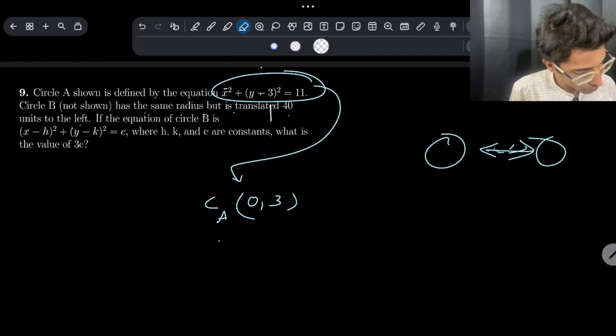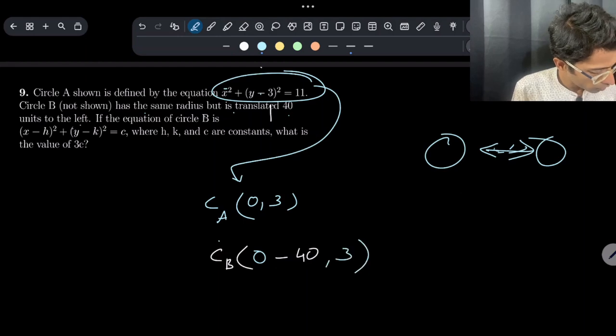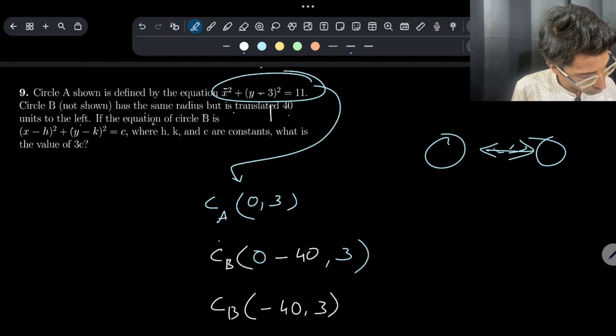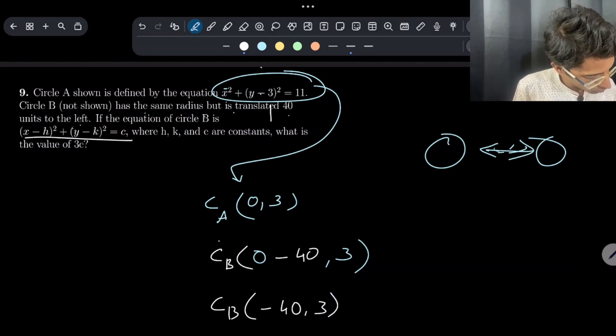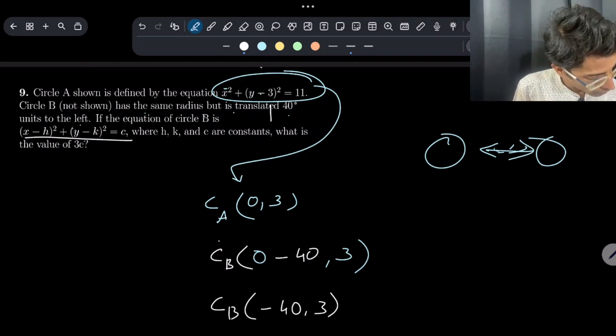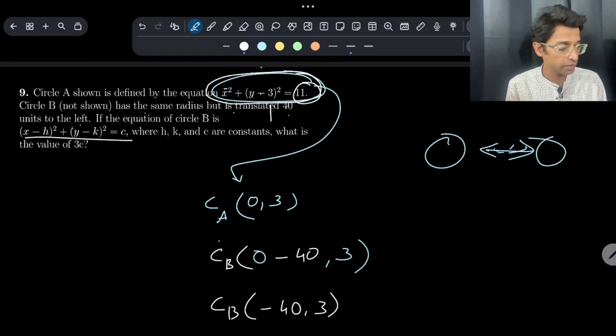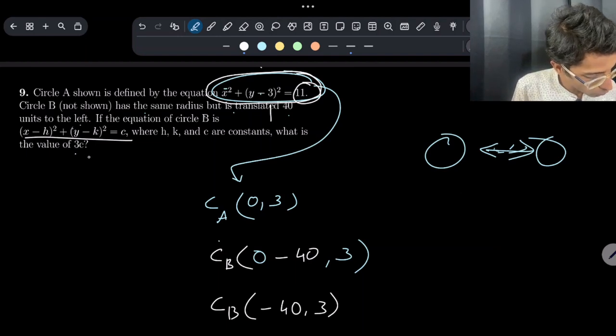I'm sorry. Okay, we are back. Circle B, if it is translated 40 units to the left, has its center at (-40, 3). That is the center of circle B. What is being asked, if the equation of circle B is this, is the value of 3C. Oh, come on. We need not even do all of this. We should have read the question in the first place, right? 11 is the radius for circle A. The circle radius is not changing even if you translate it left or right. So 3C comes out to be 3 times 11, which is 33. That's the answer.